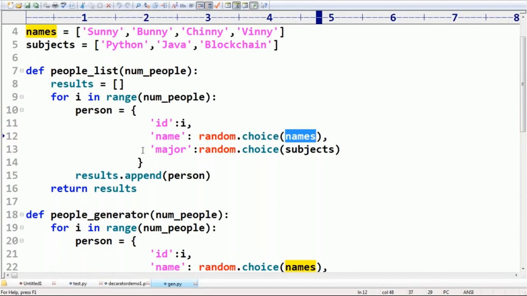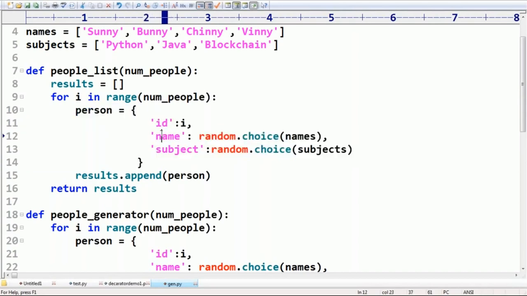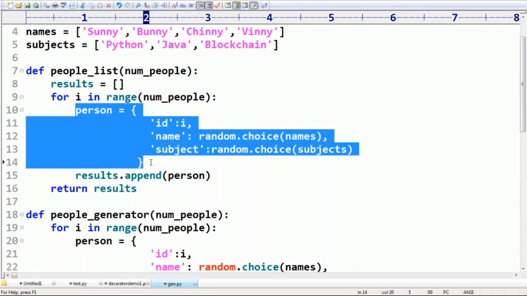Next, major is nothing but subject. Can you please choose from subjects, like it's going to provide. Do you know this one is a dictionary? Are you getting one dictionary object? One person dictionary object, every person having 3 fields: ID, name and subject. So results.append(person). This person dictionary object I am going to add to this list.